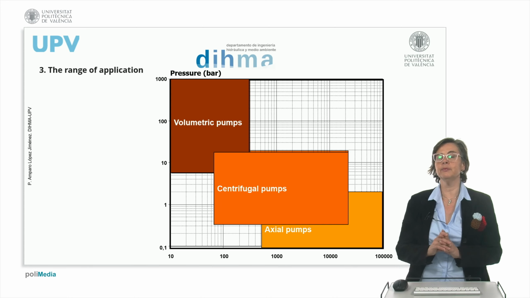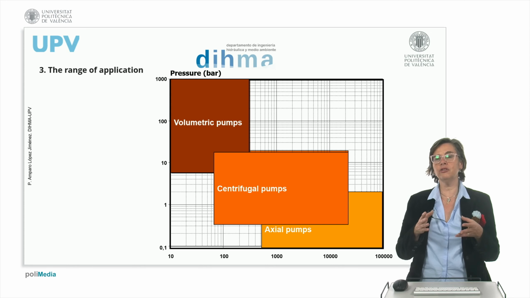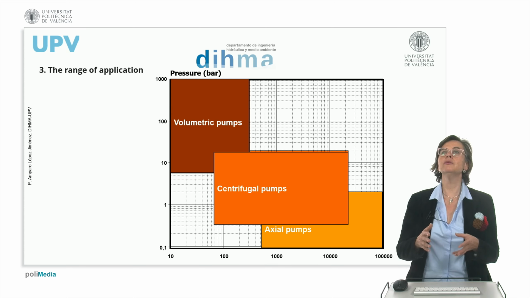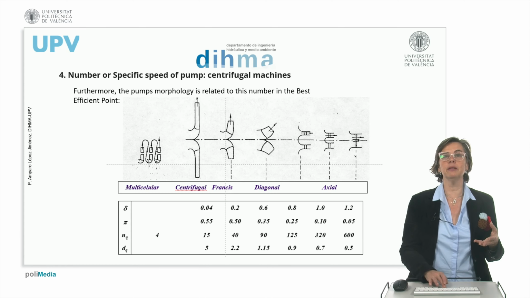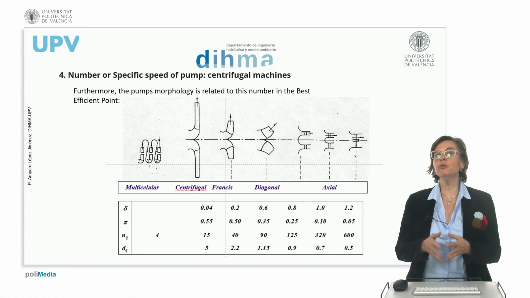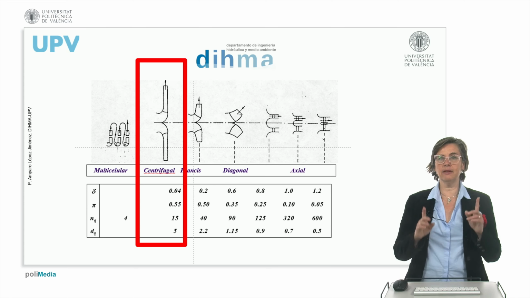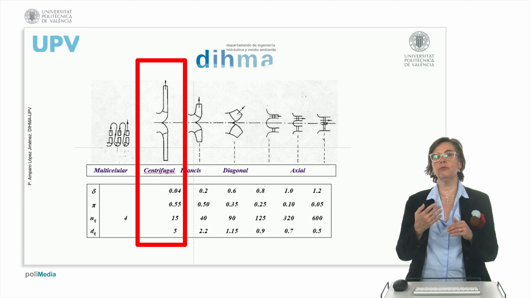So if we speak about the range of application, we will find that centrifugal pumps are medium head machines and medium flow machines, and that makes them applicable in a very wide way in terms of machinery. A very important parameter is the specific speed of the pump, and in the case of centrifugal pumps, this is a very small number, related to the fact that they give much more head than flow.